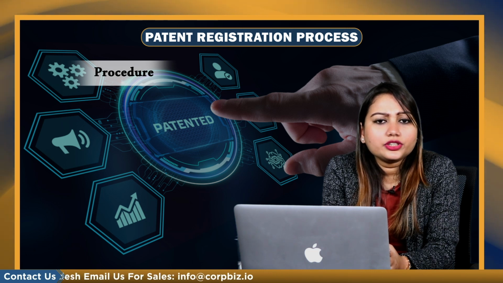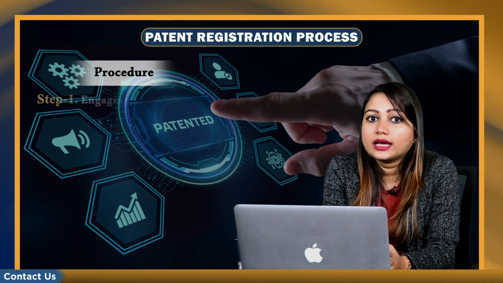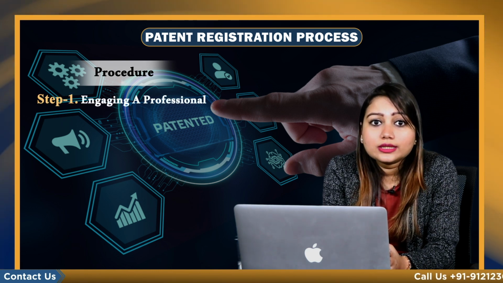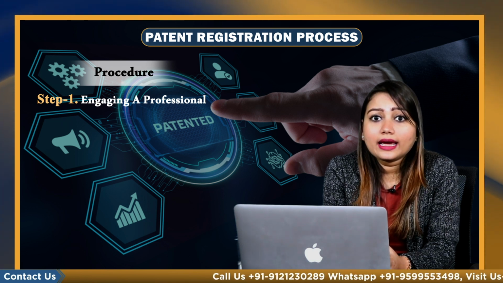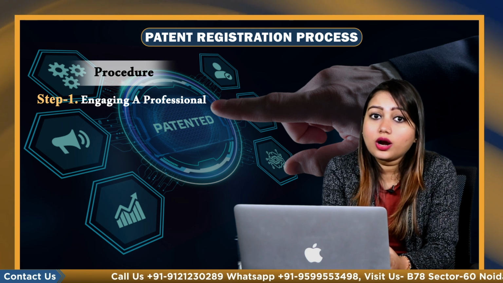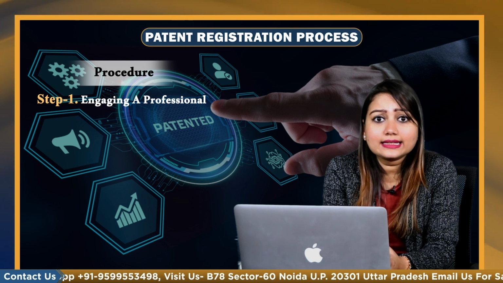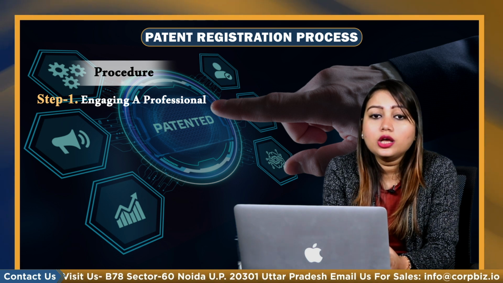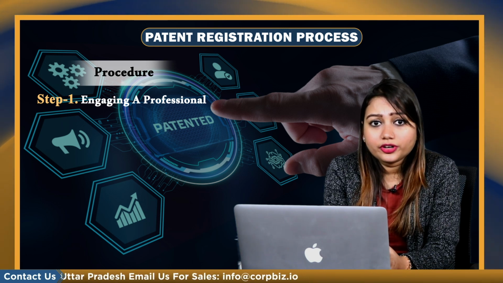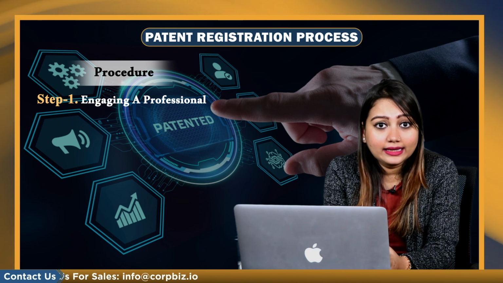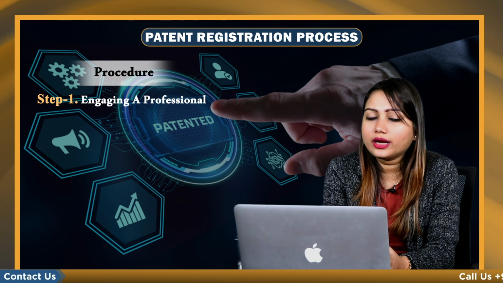The process of patent registration involves various steps which can be enumerated. Step 1 includes engaging a professional. Before you proceed with the filing of patent application, you need to decide if you will be taking any help of a patent professional or undertake the patent process yourself. Considering the number of deadlines, it is recommended that you hire a professional who has experience in the world of patents. If you decide to take the help of a professional, make sure that you sign an NDA, which is a non-disclosure agreement, with the patent professional before revealing anything about your invention.